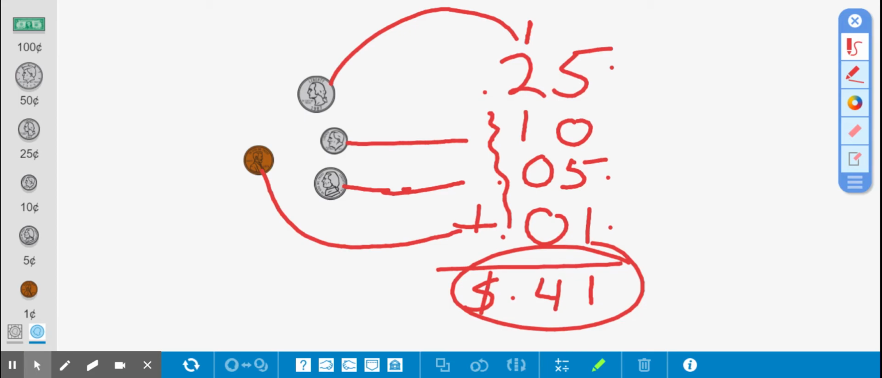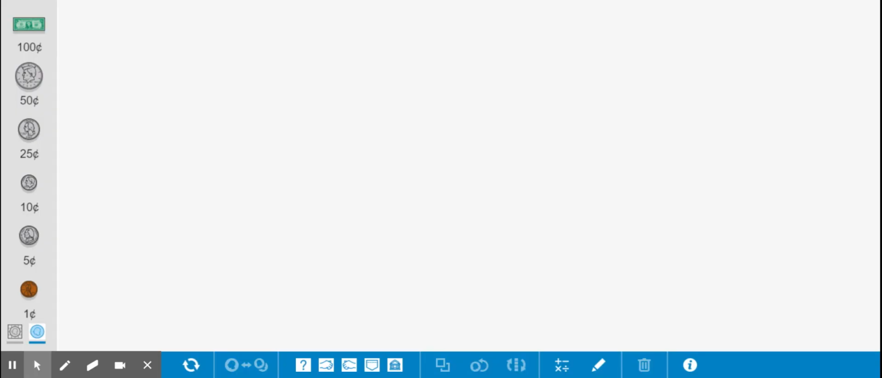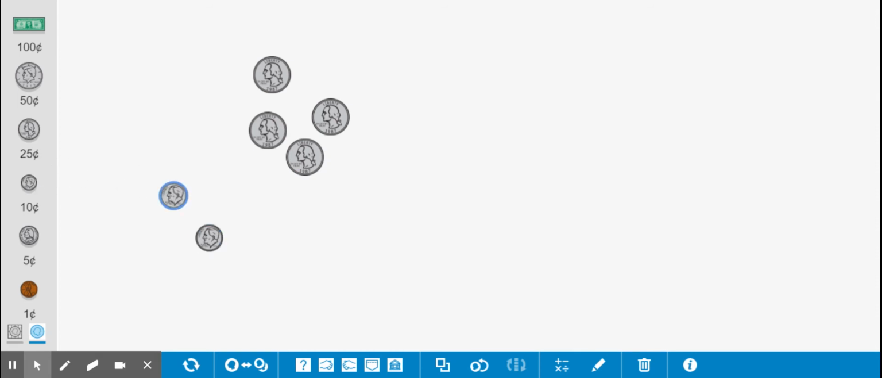Let's say we had something a little more difficult. We had multiple quarters, multiple dimes, nickels, and so on. So watch this. Let's imagine that I have 4 quarters. I've got 3 dimes. I've got 2 nickels and 3 pennies. All right, so there's a few different ways that we can go about this. We could make one big stacked equation. Let's simplify this a bit and add up like coins first, okay?